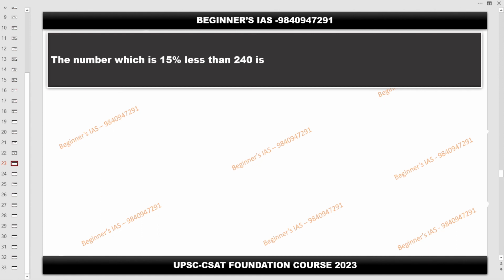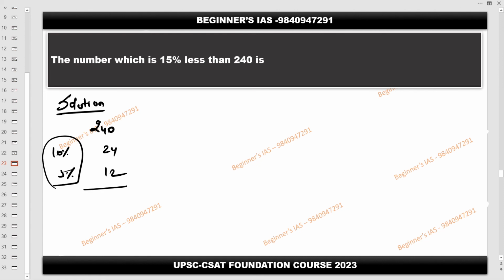204, given by everyone. Fine. Listen, I will tell you the mind calculation now. 240, 15% less. What is the 10%? 24. 5% is 12. Totally 15%. So therefore, subtract this. Simple. So therefore 204. Understood?